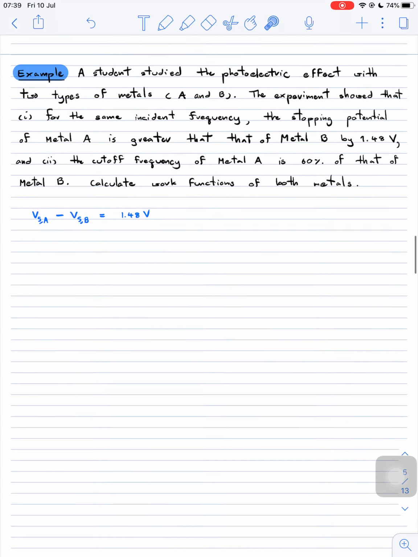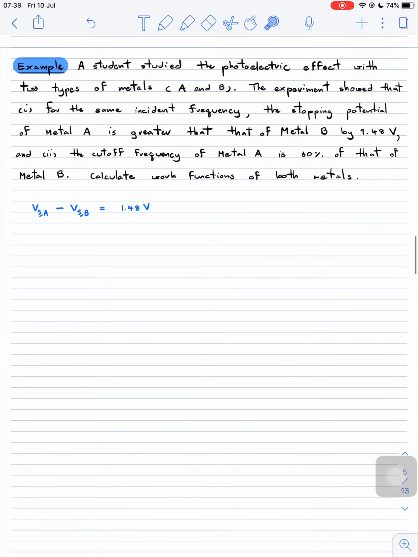Now number two, the cutoff frequency of metal A is 60% of that of metal B. So we have the cutoff frequency of metal A is going to be 60% of the cutoff frequency of metal B. So we have 0.60 of the fc of B. So here we have the two equations from the question, right?